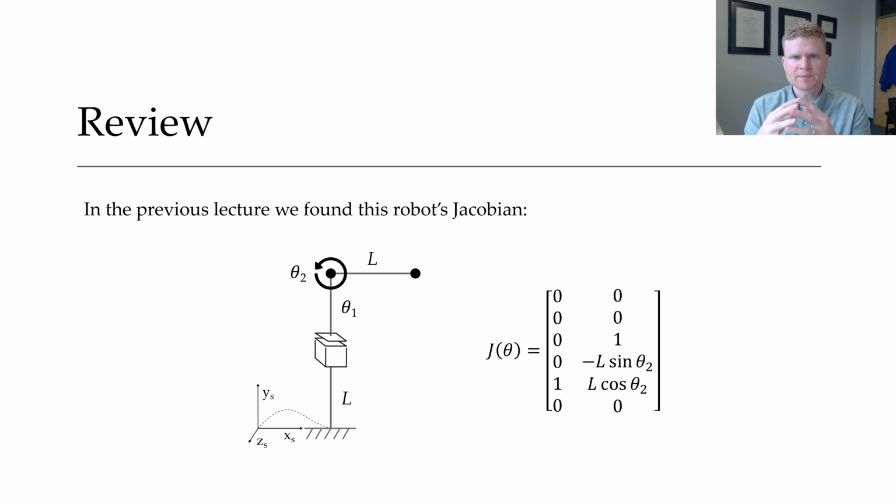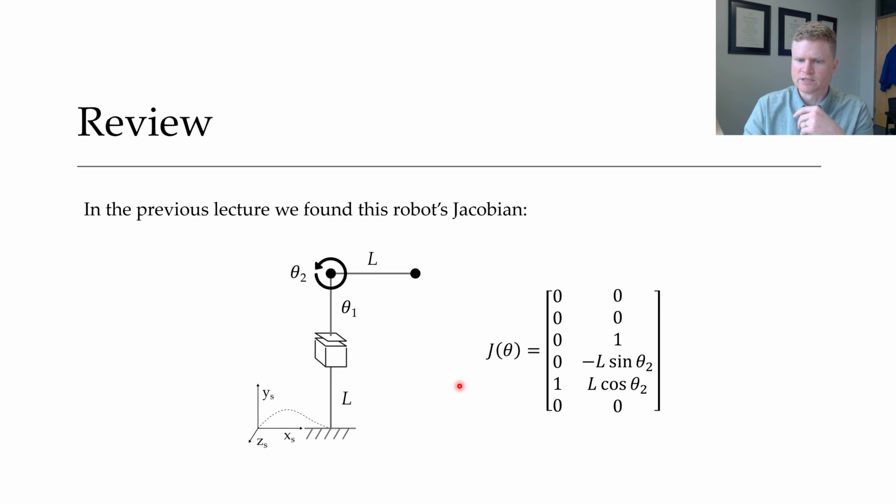All right, so let's pick up with where we left off in our last lecture. Now, in the previous lecture, we found this robot's Jacobian. I want to just briefly recap the robot. I've got my ground. I've got my spatial frame attached to the ground right here. I've got my first link. I've got my joint. This is a prismatic joint that allows the robot to translate up and down. And then I've got my revolute joint right here, another link, and then the robot's end effector. So this is a robot with 2 degrees of freedom, 1 prismatic and 1 revolute joint.